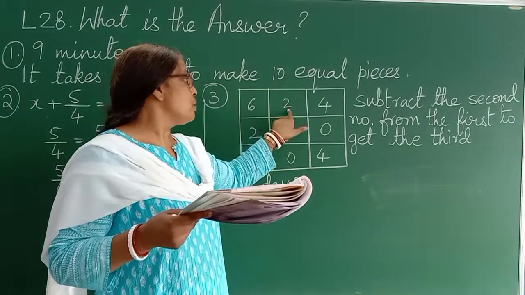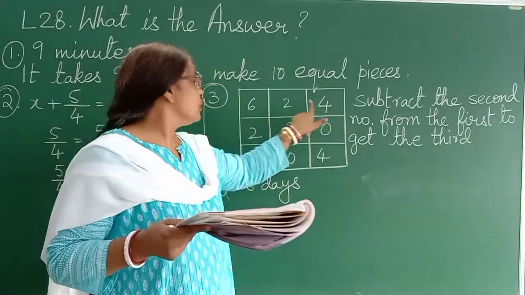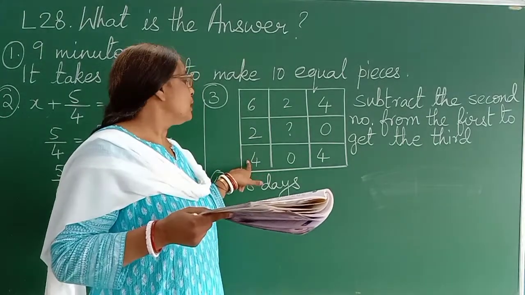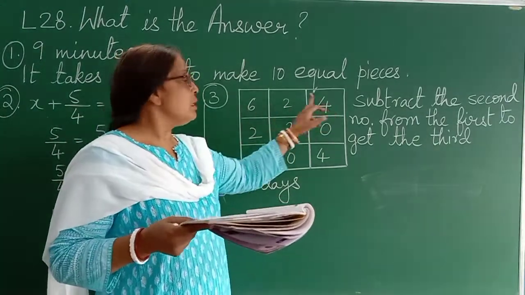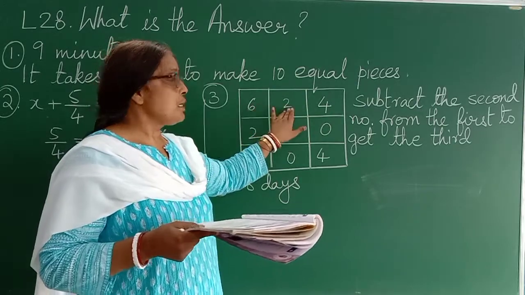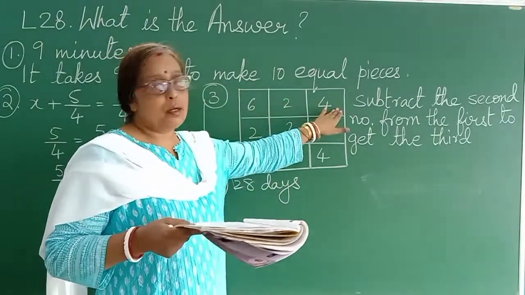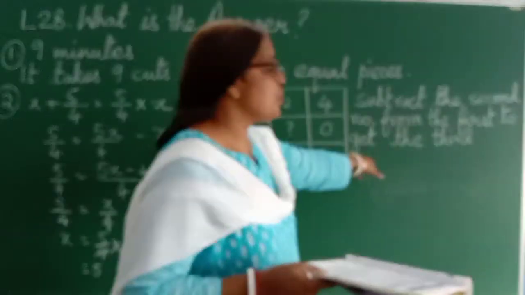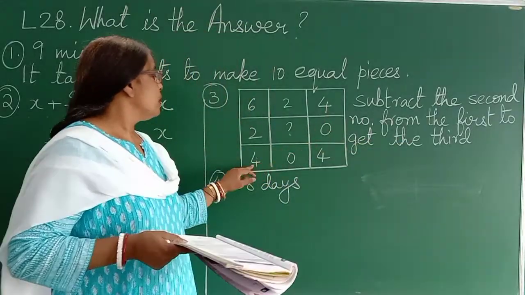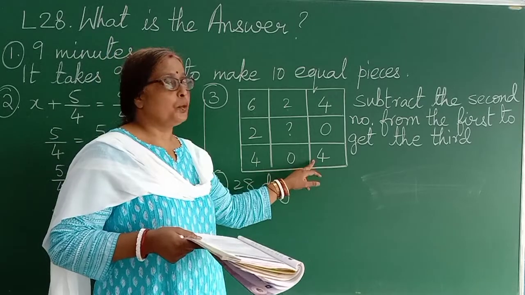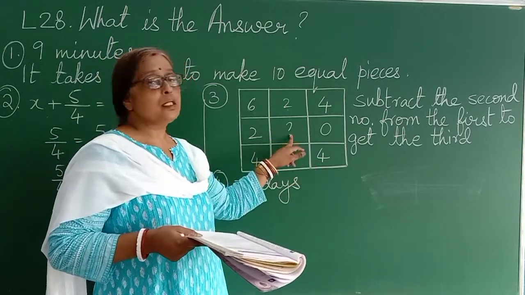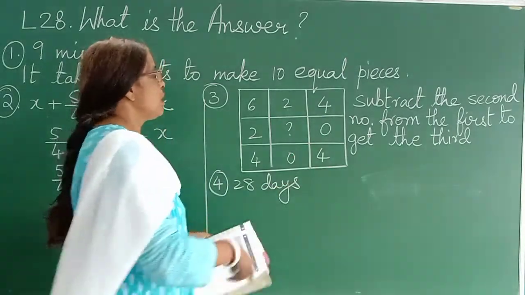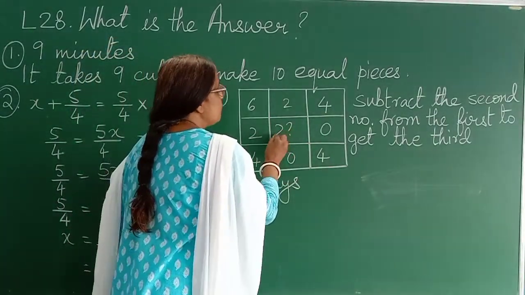6 minus 2 is 4. 6 minus 2 is again 4. मतलब अगर इस साइड से फर्स्ट वाले नंबर से सेकेंड को सब्ट्रैक्ट करो तो थर्ड नंबर मिलता है. Subtract the second number from the first to get the third. तो 4 minus 0 is 4. 2 minus 2 is 0. So our answer will be 2.